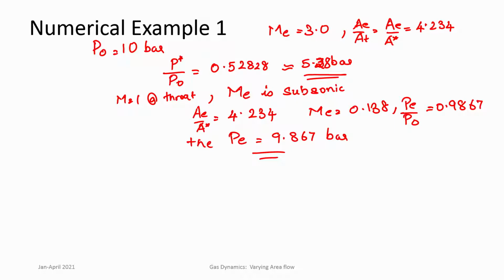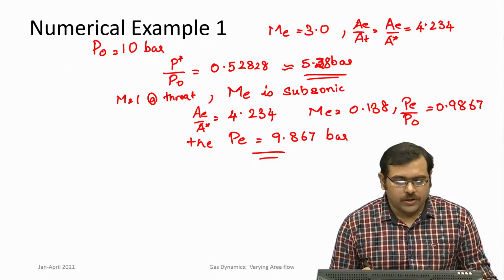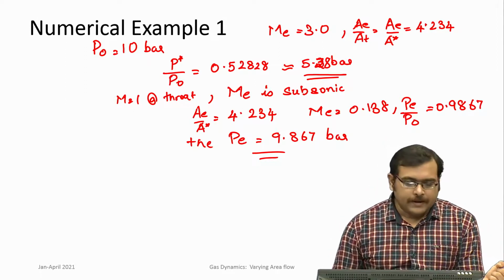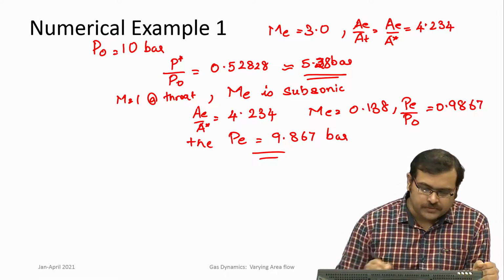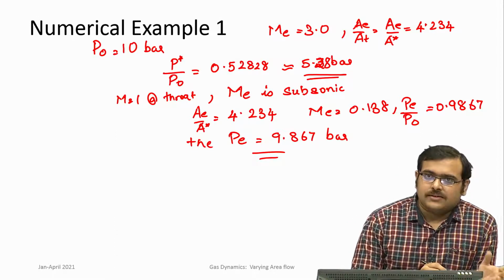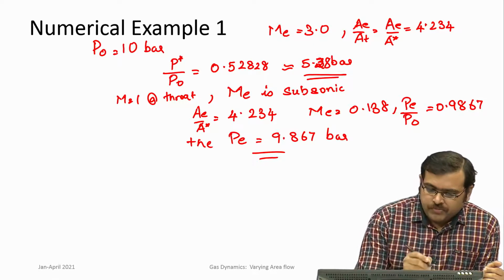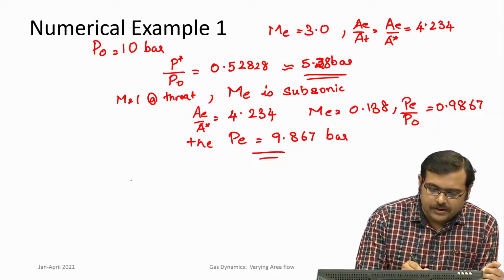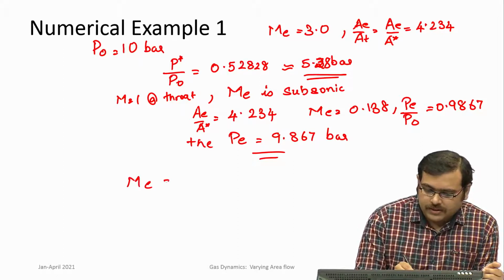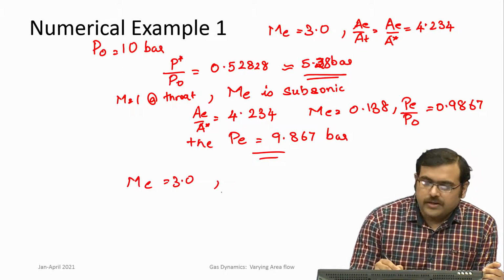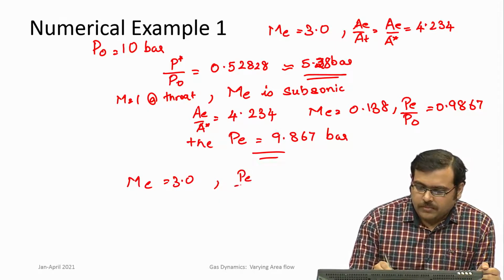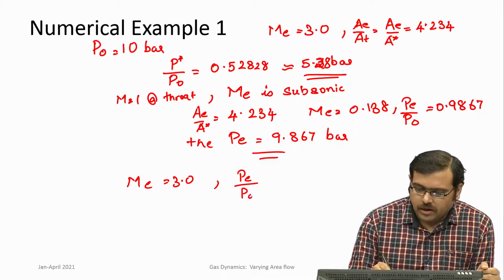Now, the second case is that the pressure ratio is exactly equal to complete expansion. There are no shocks and it expands completely. So that is the third critical point actually. For that we know the Mach number ME is 3.0. Corresponding to this, using isentropic relations, what is PE by P naught?